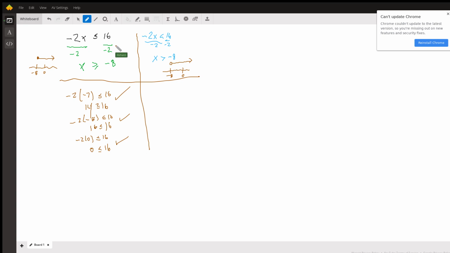So that's an example of how to solve inequalities involving negative values, and more importantly, or maybe just as importantly, how to check your work when you're done. It's always good to know that things worked out the way they should.